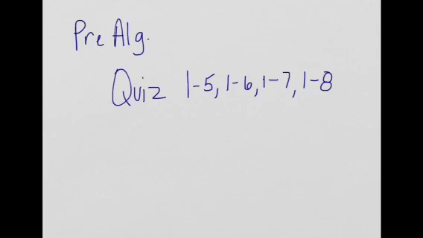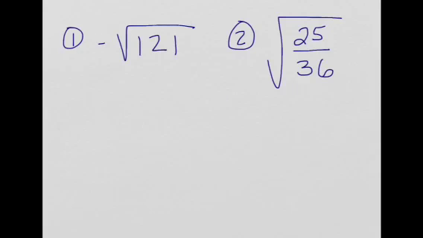Open up your MTT, and we're going to do a quiz review for sections 1.5, 1.6, 1.7, 1.8. Okay, we're going to do the square root of 121, but we're looking for the negative root. So the square root of 121 is 11, and the negative root is negative 11.